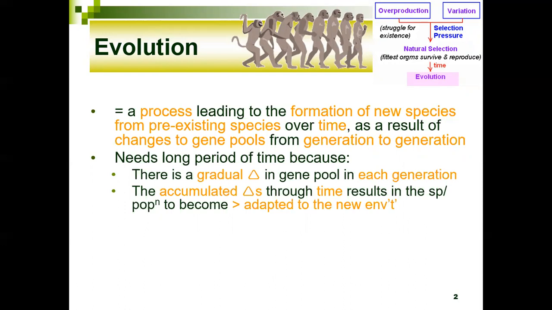Okay. Now, it needs a long period of time because there's a gradual change in gene pool in each generation. There's only slight change on it. But when you add up all the change, the accumulated changes from generation to generation until now, through a long period of time, it results in the species becoming more adapted to the new environment. So why is there a change? Because the fittest organisms survive, right? So all these changes are to make the species more adapted to the current environment. Okay. So evolution ensures the survival of the species. It's the most important thing.